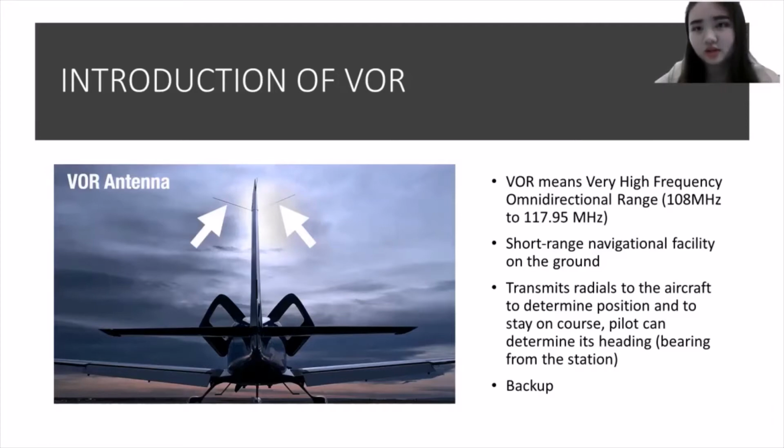So what does VOR do? VOR transmits signals from the ground to the aircraft in order for the aircraft to determine position and to stay on course. How does it do that? VOR transmits radio signals, also known as radials, to the aircraft. So in short, the VOR on the ground transmits radials to the aircraft to allow the pilots to determine the position to or from the station in terms of bearing. Then the aircraft's heading can be determined using these radio waves received.